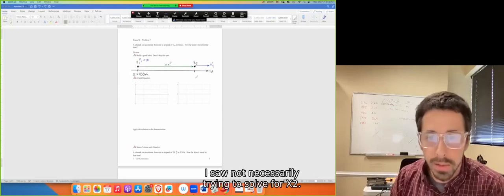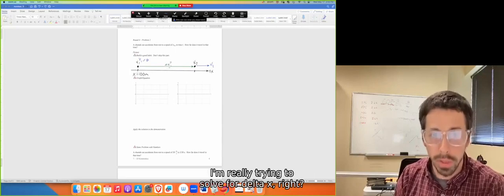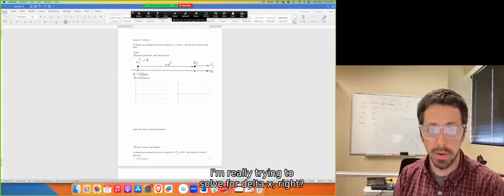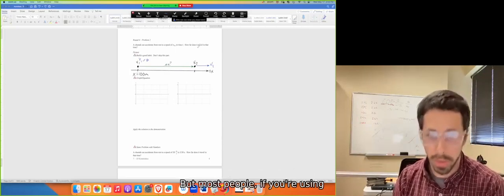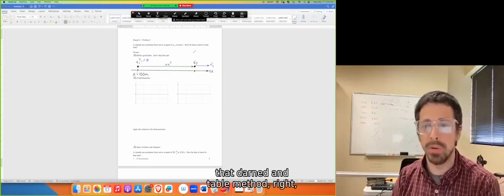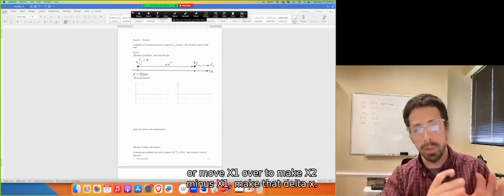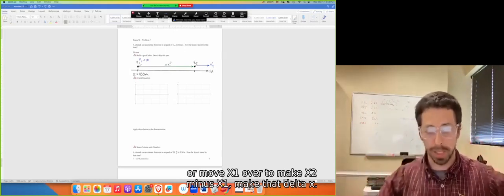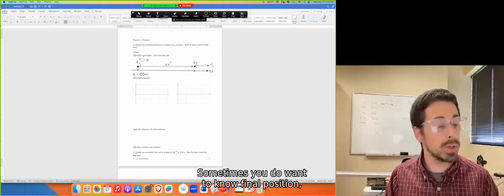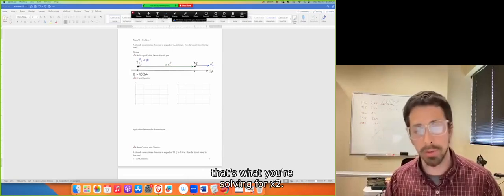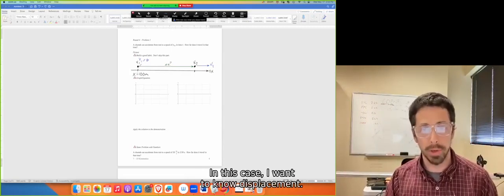Just to have some fun, I'll say x equals 100 meters. I'm not necessarily trying to solve for x2. I'm really trying to solve for delta x. But if you're using that darned table method, you're going to have to choose to solve for either x1 or x2, or move x1 over to make x2 minus x1 that delta x. Sometimes you do want to know the final position; that's where you're solving for x2. In this case, I want to know displacement.